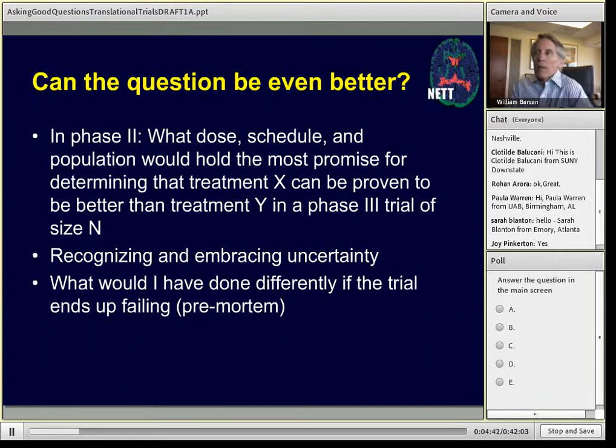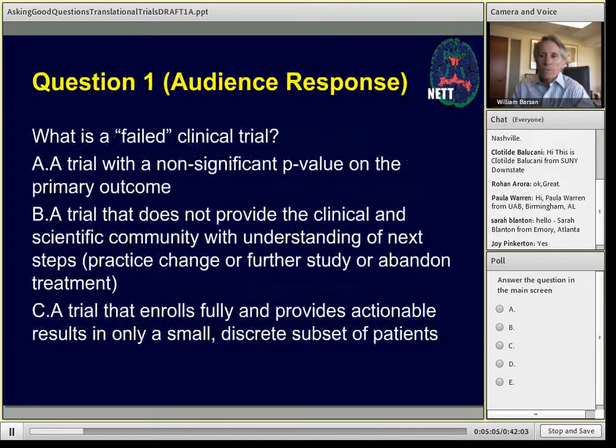The other thing we've been using a lot is asking, what would I have done differently if the trial ends up failing? When you're designing the trial and you think you've got the right dose and the right population or whatever, and you think you've got a pretty good plan and you're asking the right question, then you have to ask yourself, if this trial fails, what do I wish I would have done differently? If it's a drug trial, for example, you might say, well, it failed. I would have used a higher dose. I would have treated for longer. I would have treated earlier in the course of the disease.